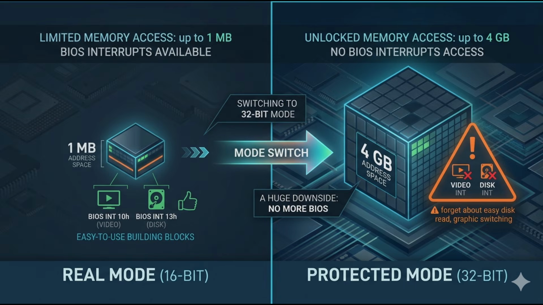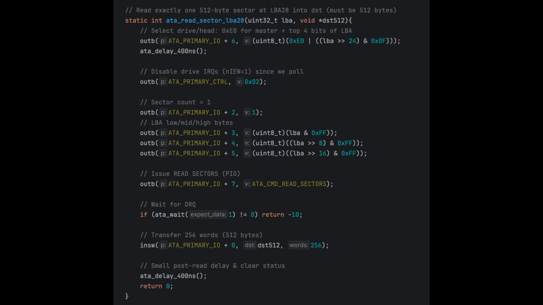Switching to protected mode comes with a price. All the BIOS interrupts I was using for disk, graphics, and keyboard only work in real mode. Once I'm in 32-bit protected mode, those services disappear. Instead of calling BIOS, I talk directly to the ATA controller registers. Issue a read command, wait for the drive to be ready, and pull the data into memory. This is where it starts to feel like you're really talking to the hardware yourself.